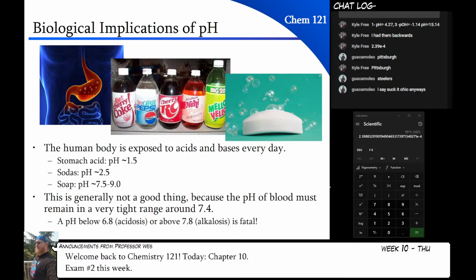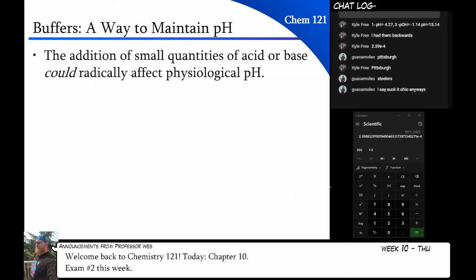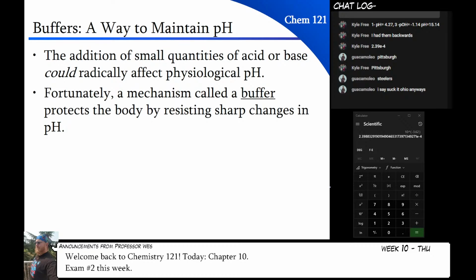So, why can we consume soda safely? Why can we have acid in our stomach safely? And the answer is buffers. Buffers are a mechanism that resists a sharp change in pH by creating a unique environment. And that unique environment is chemically sort of tied to a pH range.